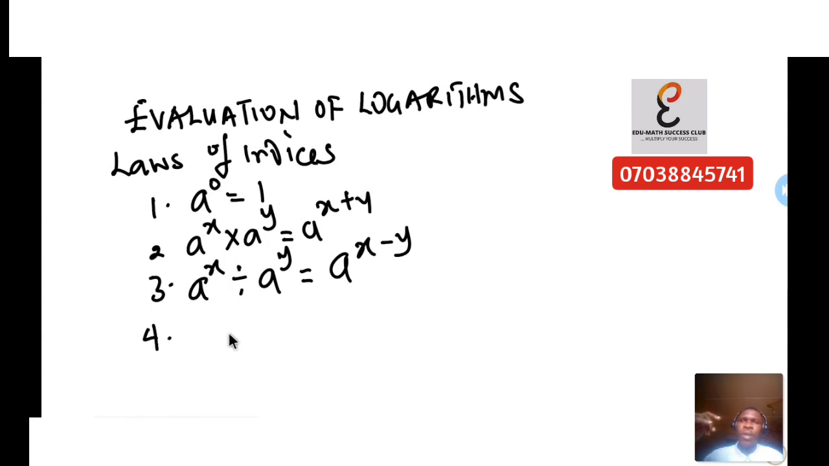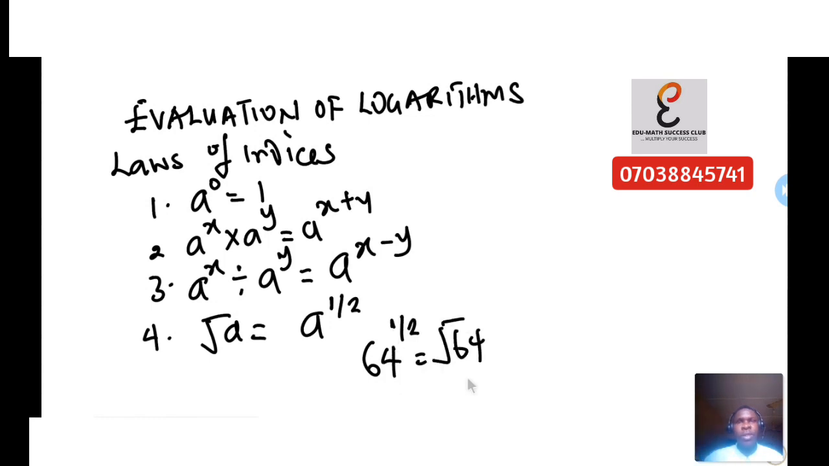There is another one, root of a. Anytime you see root of a number, it's the same thing as writing that same number, then raising it to the power half. For example, 64 raised to the power half means the square root of 64, which will give you 8, because 8 times 8 is 64. Now for another law, I'm just trying to pick the ones that are important to us.